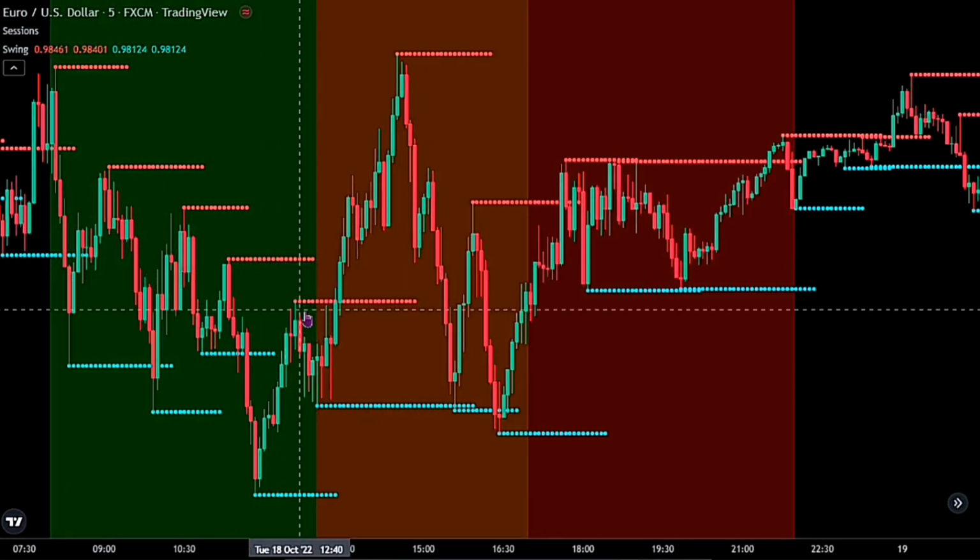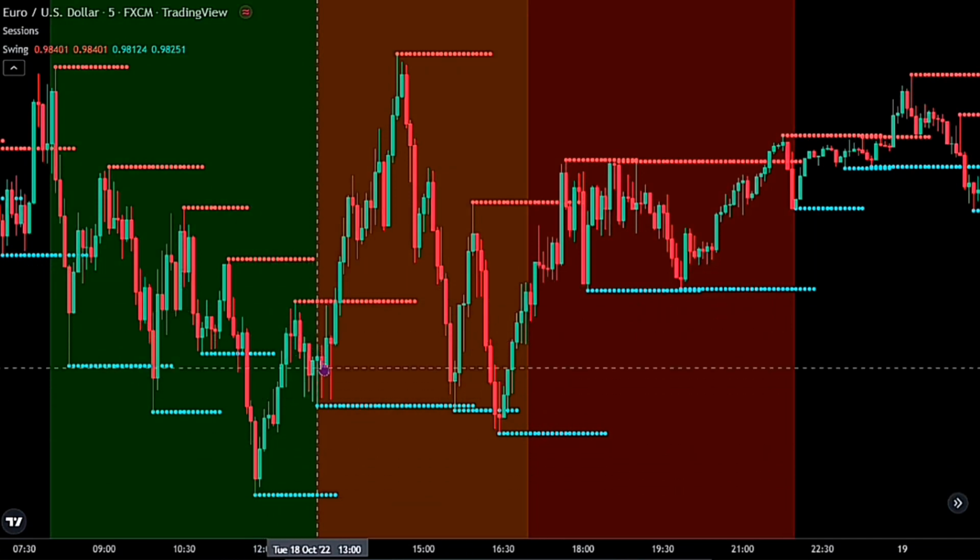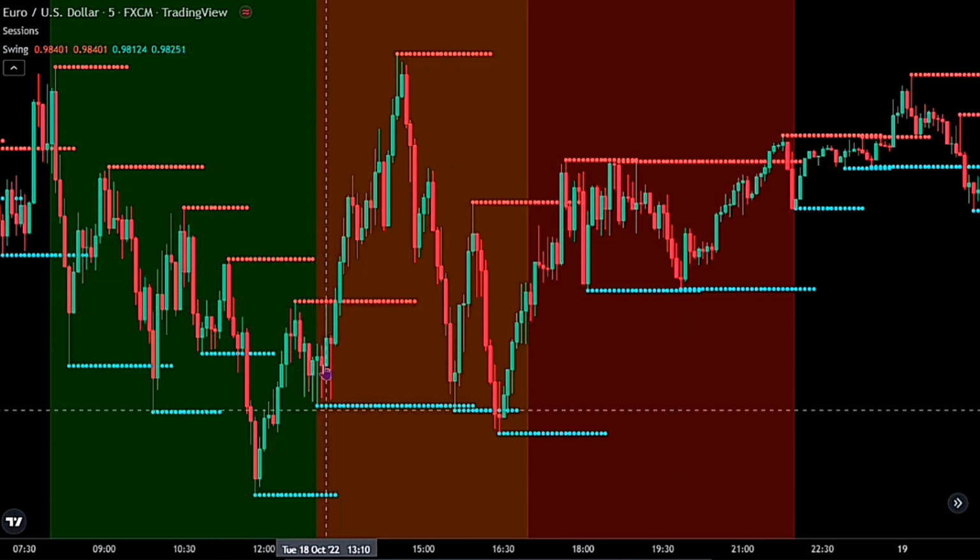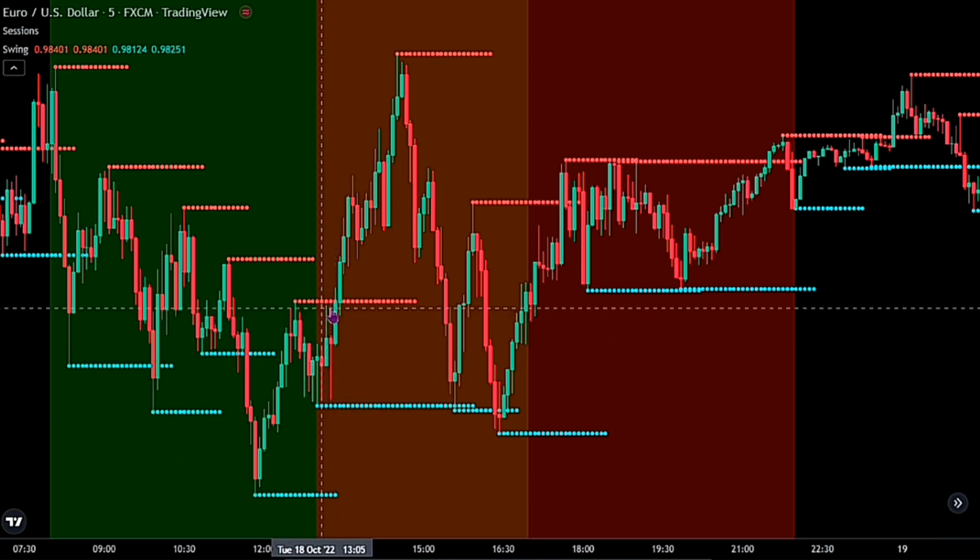Now here, we see we followed the proper rule of entry when price is in between the recent highs and lows. And price gave some winnings here.